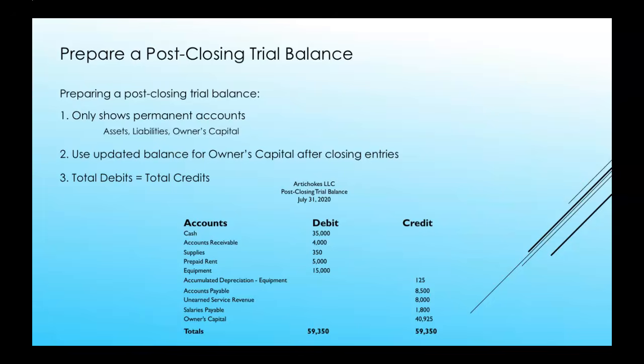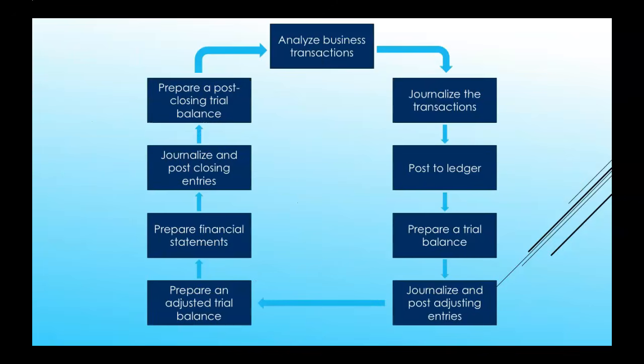So your post-closing trial balance would look something like this, right? You list out your assets, you list out your liabilities, and then you list out your owner's capital. You add up your debit column, you add up your credit column, and your total debits have to equal your total credits. So that's your accounting cycle, right? After we prepare a post-closing trial balance, it all starts back up again.